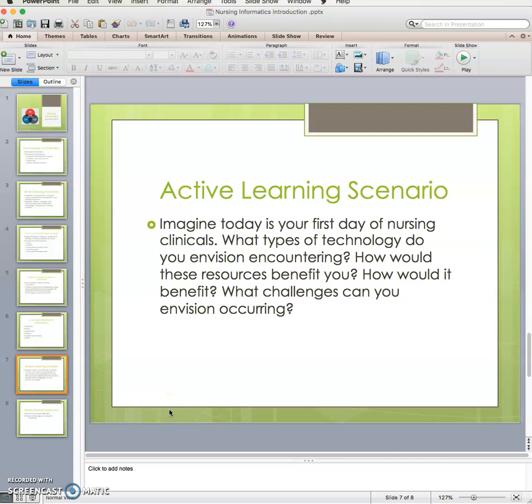Active learning scenario. So imagine that today is your first day of nursing clinicals. What types of technology do you envision encountering? How would you utilize informatics with your first clinical experience? How would these resources benefit you? How would it benefit patients? What challenges can you envision occurring?